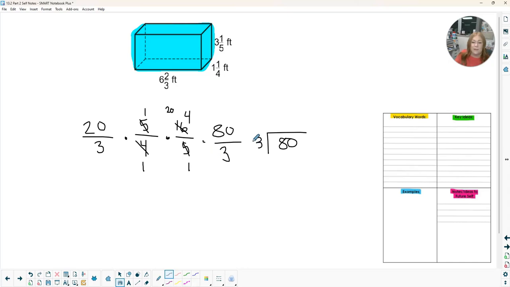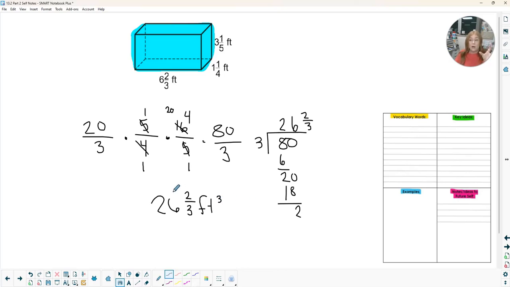So we're dividing by 3. 3 goes into 8 2 times, which is 6. 2 left over, bring down the 0. That goes in there 6 times is 18. 2 left over. Now, we've been practicing bringing down zeros, but this gave us a fraction. So we want to give our answer back as a fraction. If it gives a fraction, we want to give it back as a fraction. So our leftover is 2 out of 3. So our final answer is 26 and 2/3. Our label is feet cubed. We can fit 26 and a little bit more of another cube inside this rectangular prism.